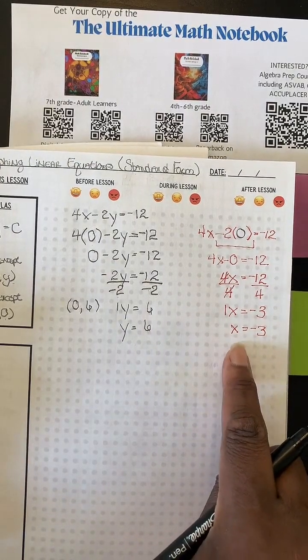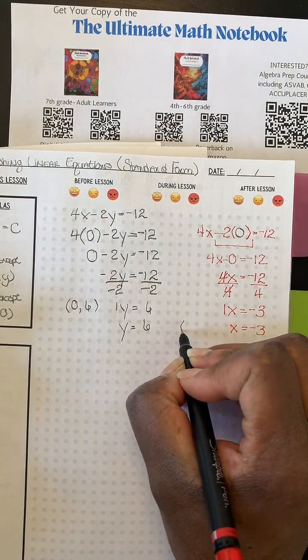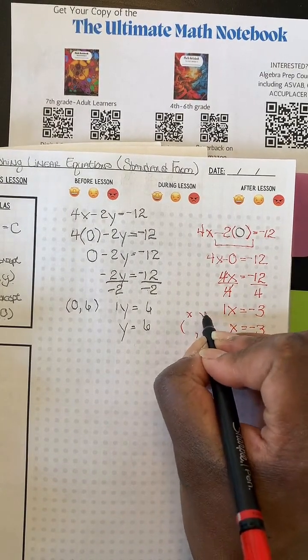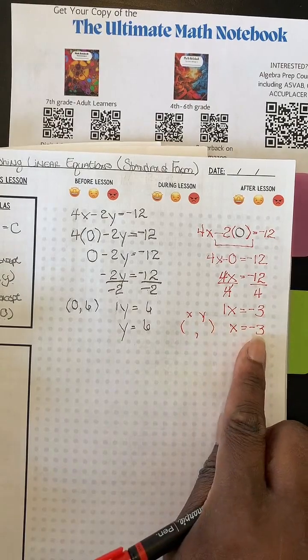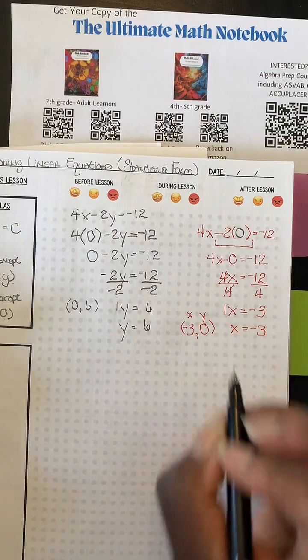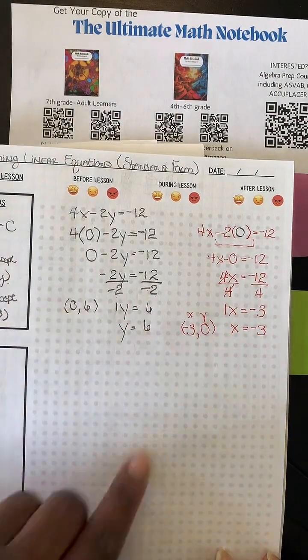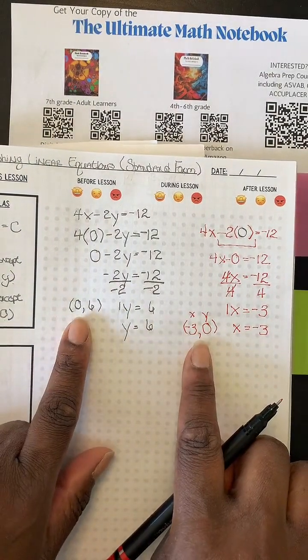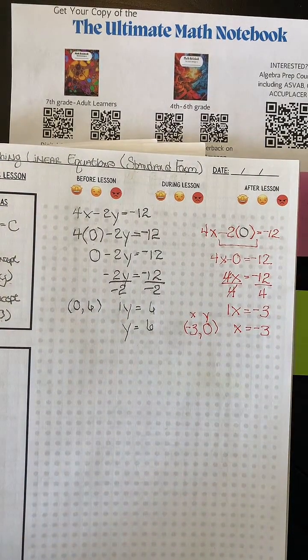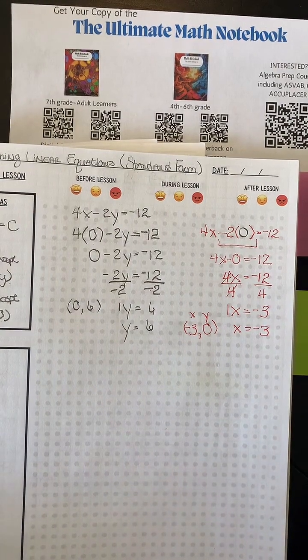So what you found here is the x-intercept. My x value always comes before the y. Think of the alphabet. So my x is negative 3, but my y value was 0. Now we have 2 points to graph our line. That's the minimum that we need in order to graph.